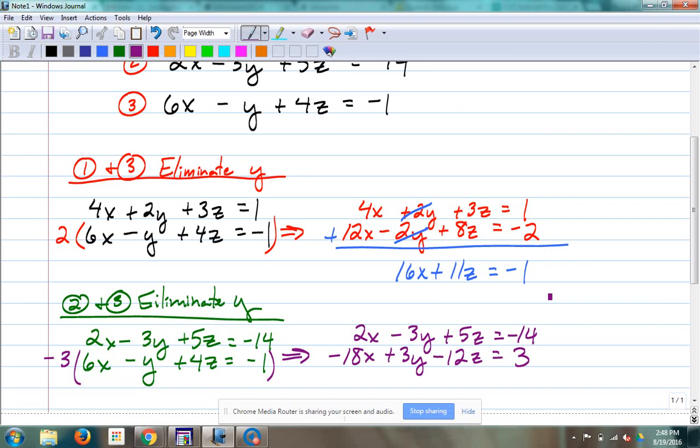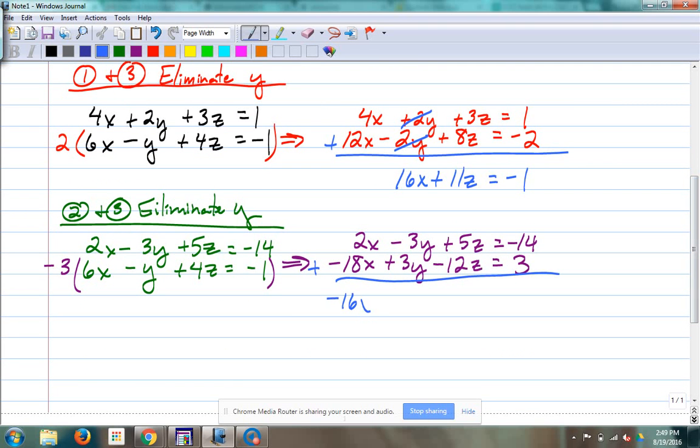Now, there may be times where you need to multiply it by something to get something to eliminate. The idea here is that we're using two different pairs and eliminating the same variable in those pairs. That's what you've got to do. You've got to get rid of the same variable twice. So that's what happens here. You get negative 16x. The y's cancel out, right? That's a negative 7z equals negative 11. I'm going to scoot that over.